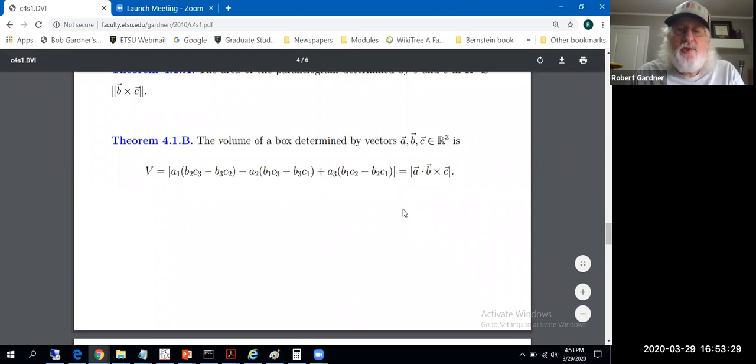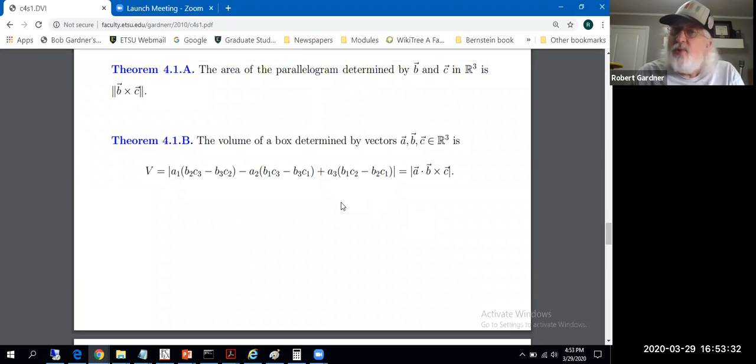Anyhow, let's use this, which is a little more tangible to what we did in 2 dimensions. We talked about areas of parallelograms there. Here we're talking about volumes of boxes. Boxes determined by vectors A, B, and C in R3. Previously we had 2 vectors in R2. Now we got 3 vectors in R3. And the claim is the volume of the box determined by 3 vectors is given by volume equals the absolute value of this thing here. This thing here is vector A dotted with vector B cross C.